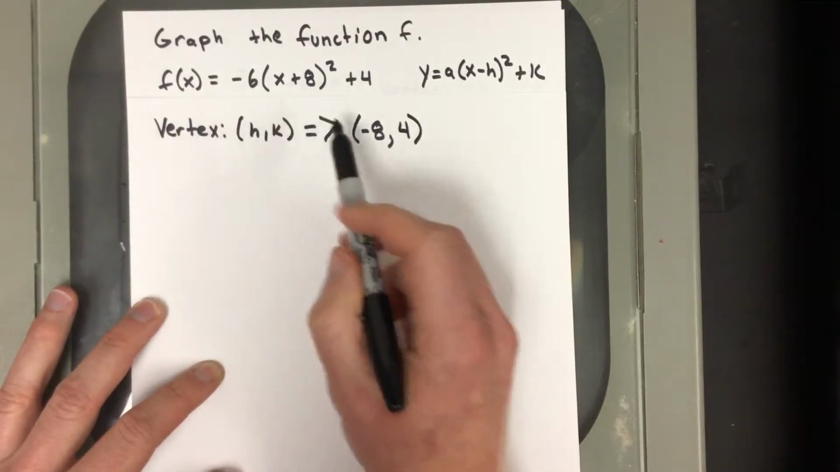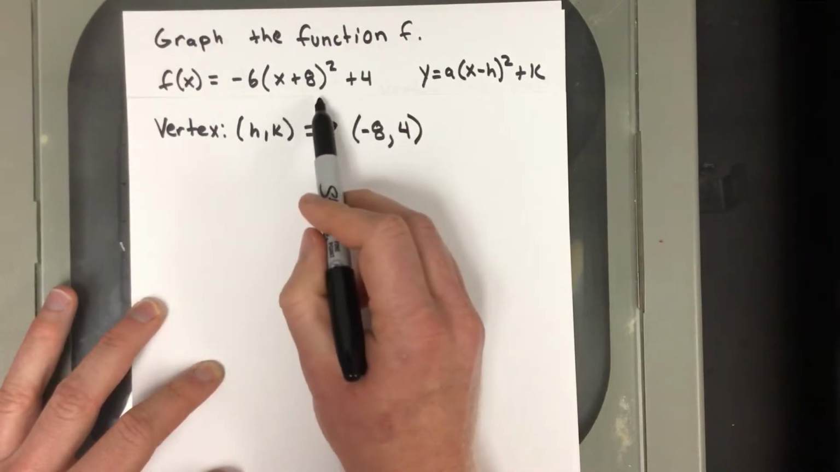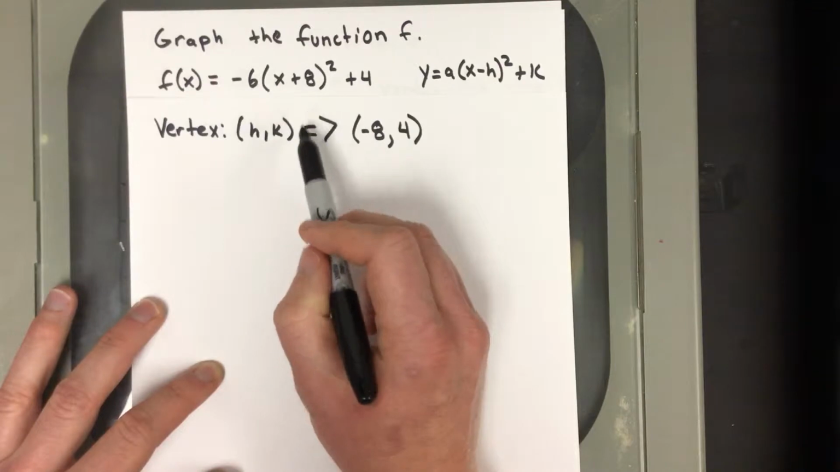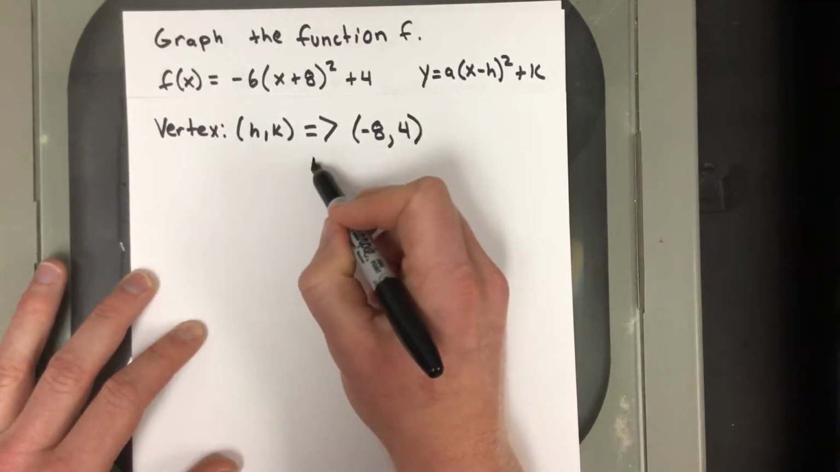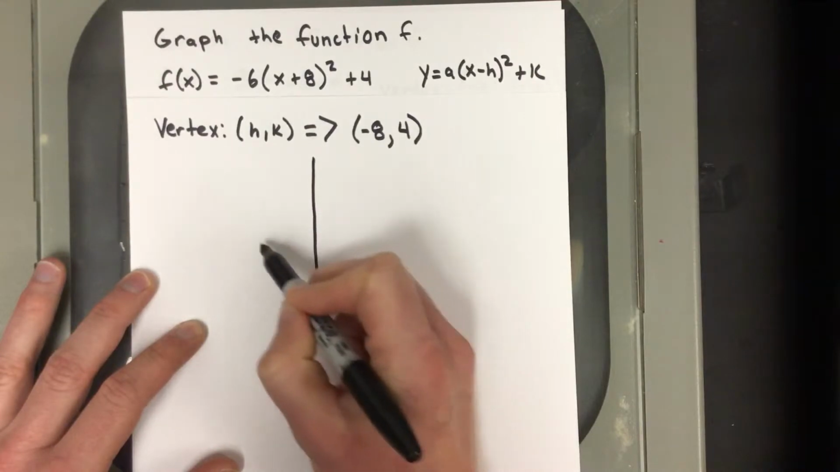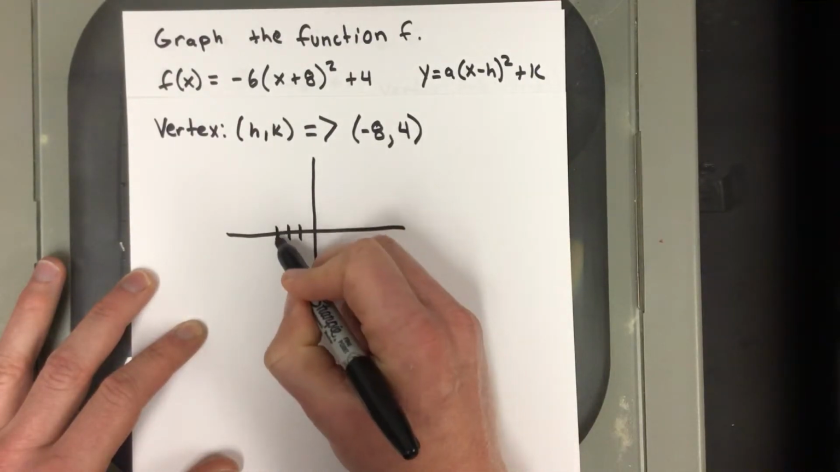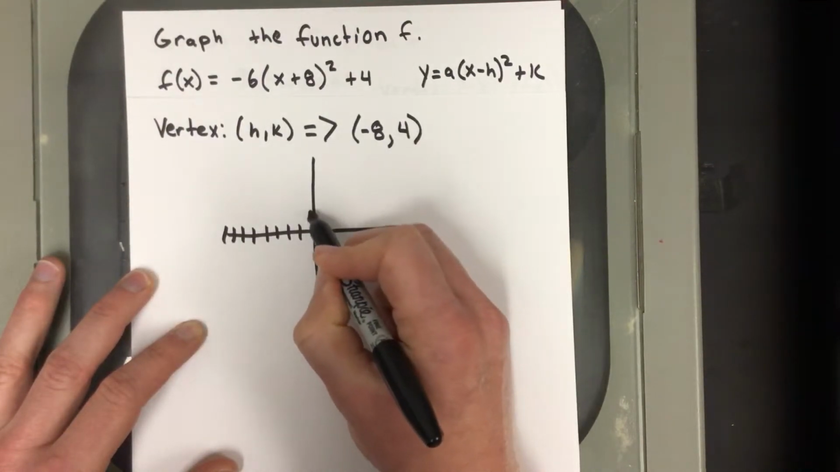So in vertex form, it's pretty easy to find the vertex. This is kind of like slope-intercept form for linear equations. This vertex form makes it easy to graph. So (negative 8, 4) is where we're going to start. I'm going to go ahead and draw the graph, and mark it (negative 8, 4).